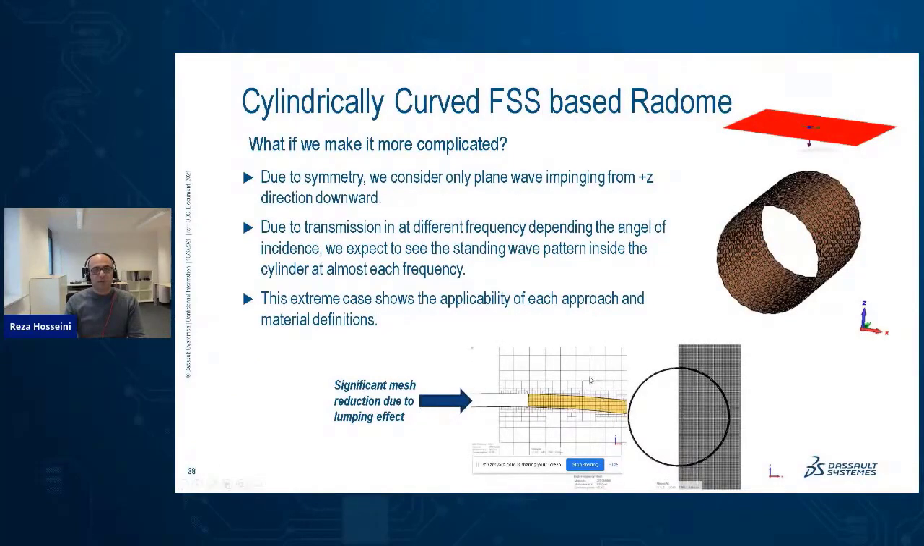So we are increasing the complexity. After the planar and curved structure, we go to full cylindrical curved FSS. In that case, I just use the plane wave because it has a symmetry, so we do not even need to sweep the angle of incidence. One angle of incidence, the normal, could work. It considers all the angles automatically.